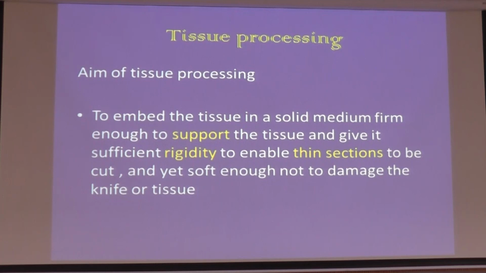So the aim of tissue processing is to embed the tissue in a solid medium, so that it becomes firm enough to support the tissue and give it sufficient rigidity to enable thin sections to be cut, and yet soft enough not to damage the knife. So while cutting, the knife shouldn't be damaged. When we are getting bone and the like, it's rich in calcium, so it won't be soft enough to cut with the knife. So that will go for decalcification.